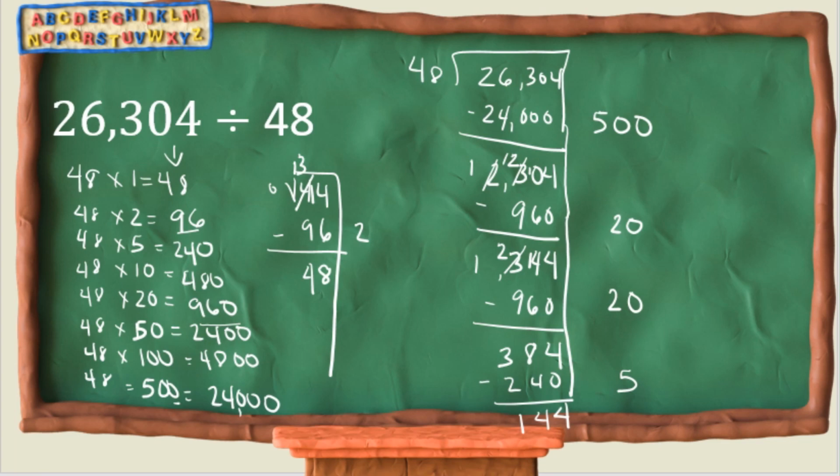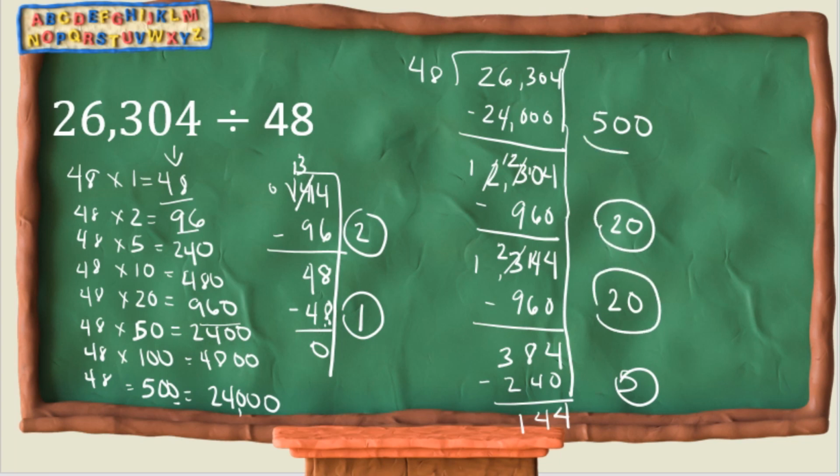A number closest to 48 without going over would be 48, and that is perfect because that leaves me with no remainder. And how did I get this 48? 48 times 1. So now I'm going to add up all of my partial quotients. These are the numbers that I'm adding to get my final quotient. Okay, so let's add them here. 500 plus 20 plus 20 plus 5 plus 2 plus 1.